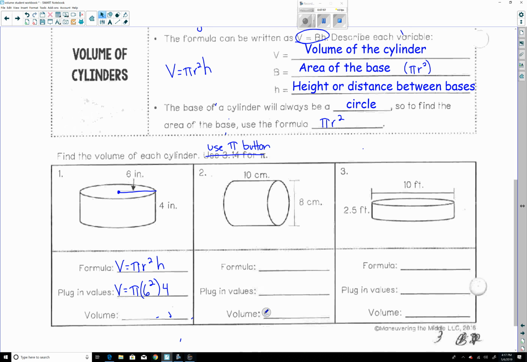So I'm going to grab my calculator really quick. You should be grabbing yours as well. Don't just copy from me. Use the pi button, 6 squared, which is 36, times 4. I get 452.389.